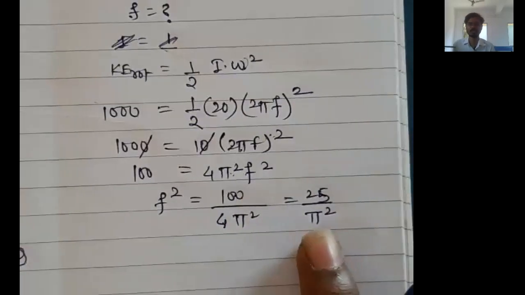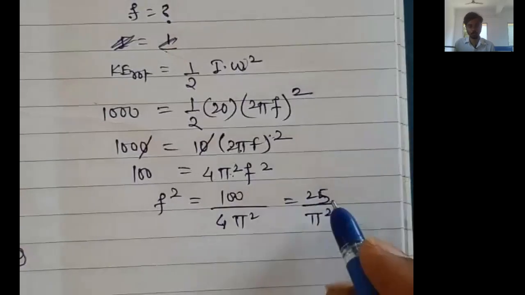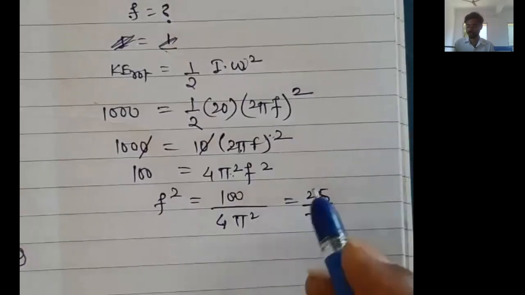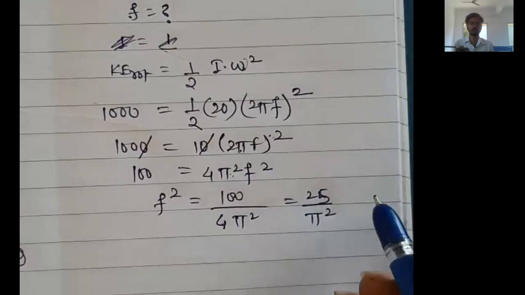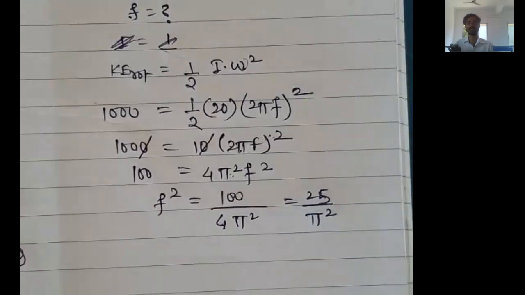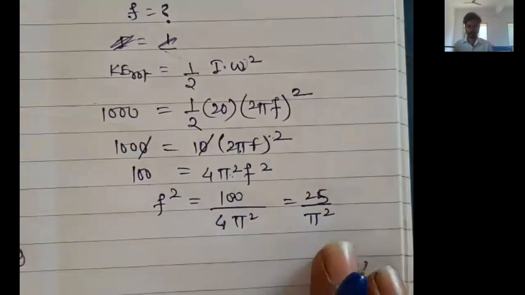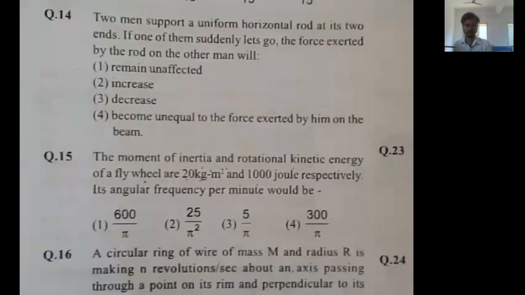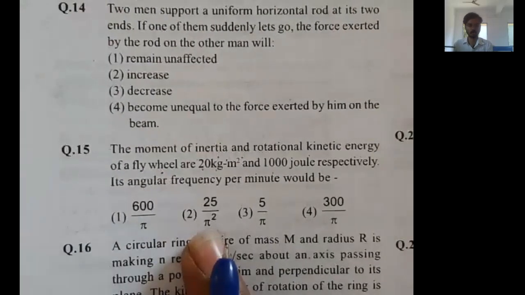Pi square can be approximately taken as 9.8 or 10, or you may approximately write the answer as 2.5 if required. But without doing the further calculation, we will look at the options, and only then we'll decide whether to go further or not. So 25 divided by pi square is already in the options.